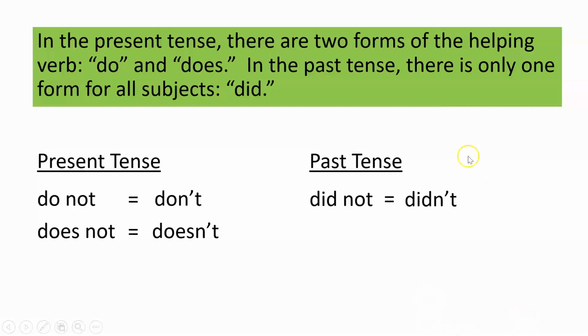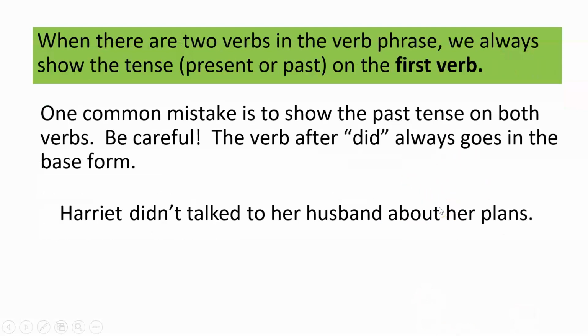So in the past tense, we see this verb didn't a lot. When there are two verbs in the verb phrase, we always show the tense, which is present or past, on the first verb. The verb tense goes on the first verb. One common mistake is to show the past tense on both verbs, so please be careful. The verb after did always goes in the base form.